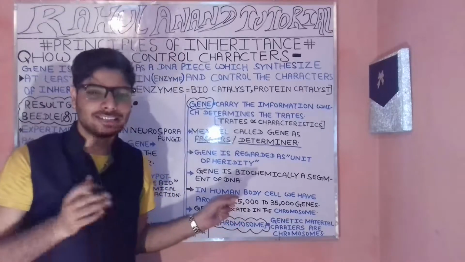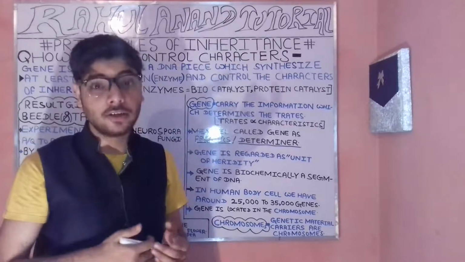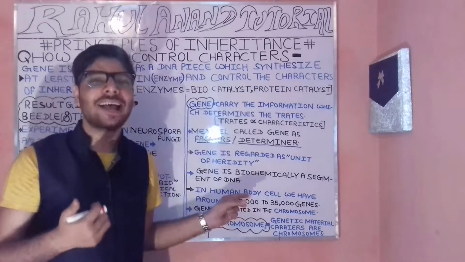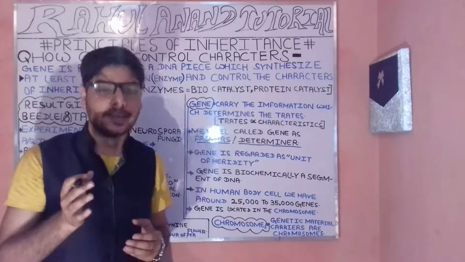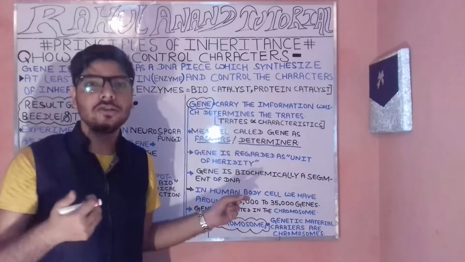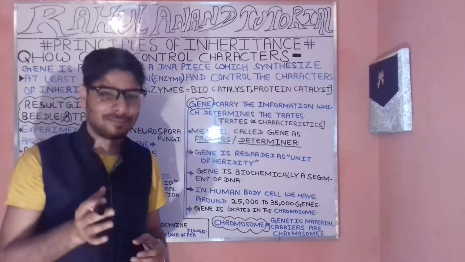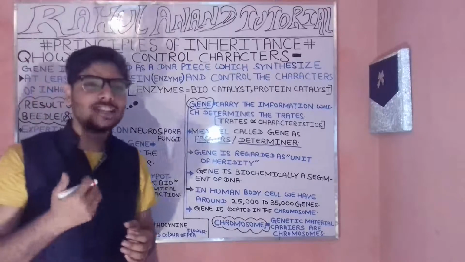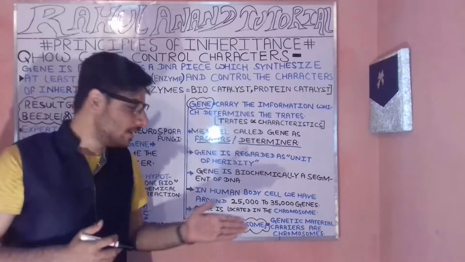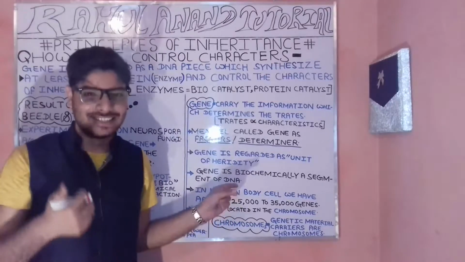When we are talking about the gene, it is often known as the biochemical segment of DNA. So you know about the deoxyribonucleic acid. It is composed of a polynucleotide chain, having nitrogenous bases such as adenine, guanine, cytosine as well as thymine. So it is popularly known as the biochemical segment of the DNA, the deoxyribonucleic acid.